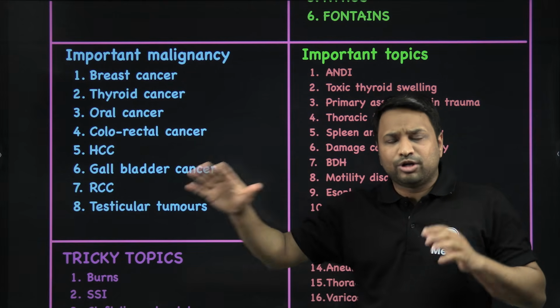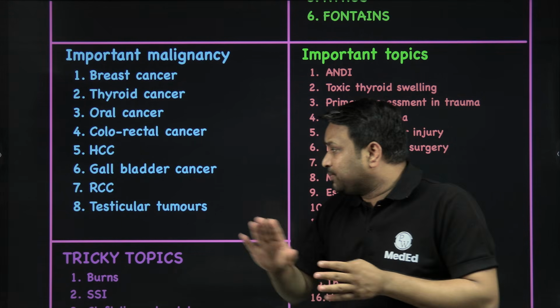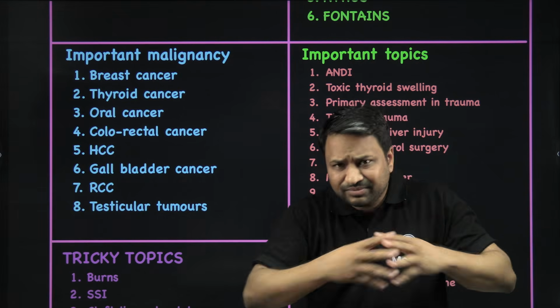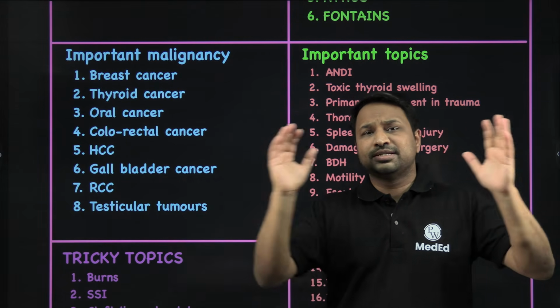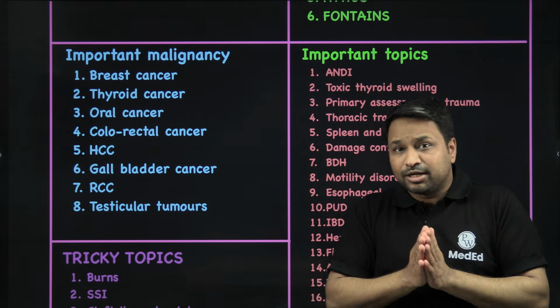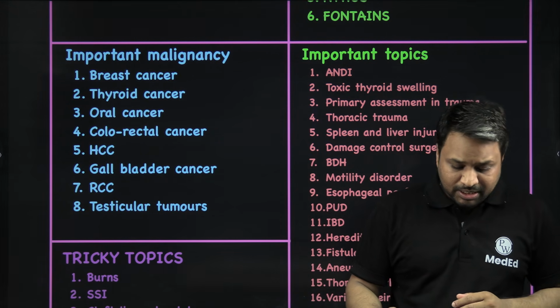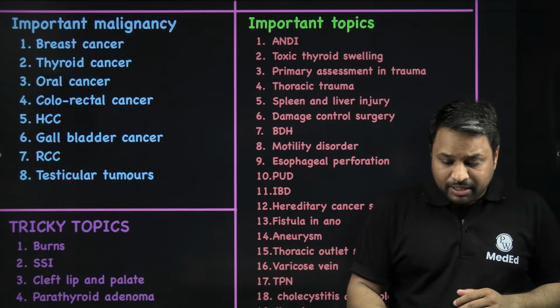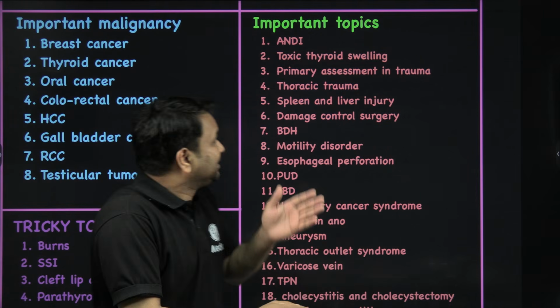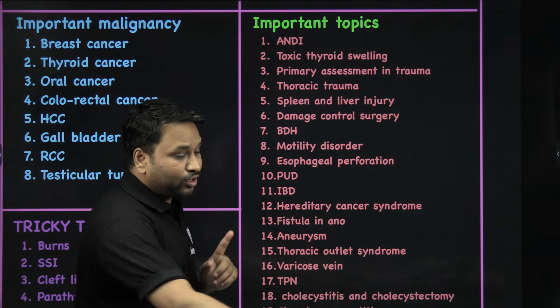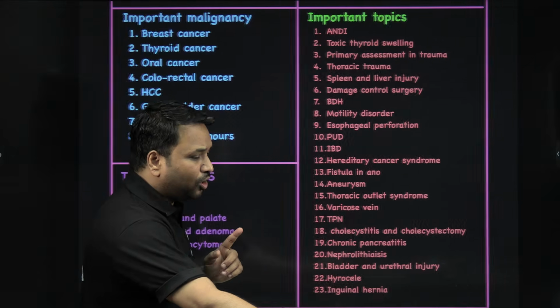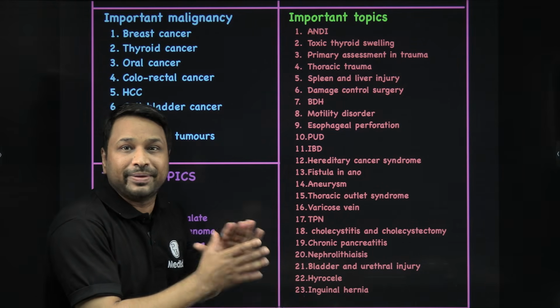RCC, again, you need to remember the Robson's classification and the management. Testicular tumors, the whole component of seminomas, non-seminomas, germ cell, non-germ cell, everything in terms of management is important for testicular tumors. Now, remember the important topics. The list of the important topics, just as a disclaimer, is not very long. It's only 23 topics that you need to remember.